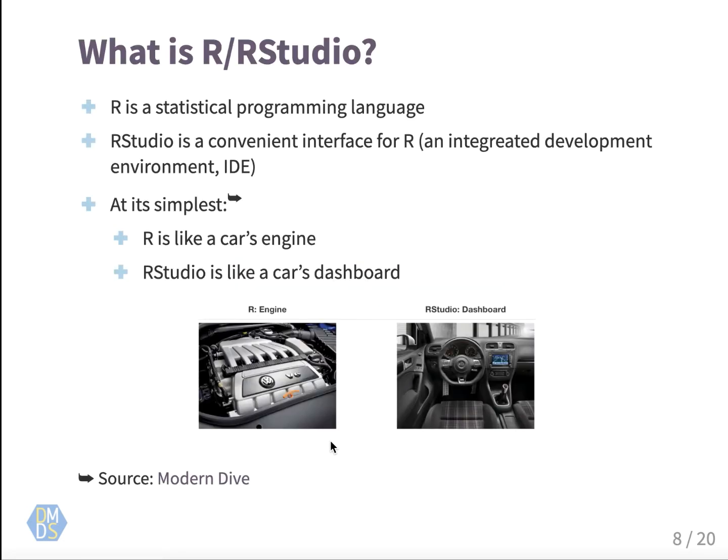So what is R in RStudio? R is a statistical programming language, and RStudio is a convenient interface for R. A fancy word, so sometimes people call it an IDE, which is an integrated development environment. At its simplest, this comes from a book called Modern Dive, and I really like this analogy. They say R is like the car's engine, RStudio is like a car's dashboard. So basically, we're using R, that's the main driver. R is in the back end, and RStudio is basically just a nice interface that allows us to do things in R.